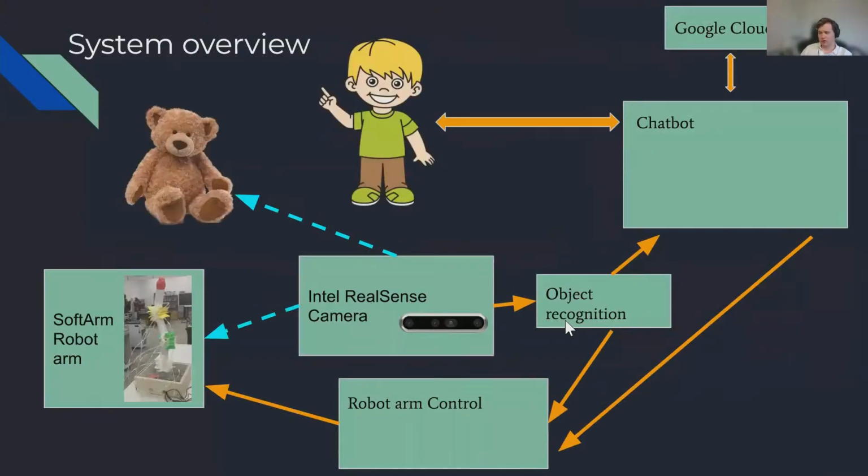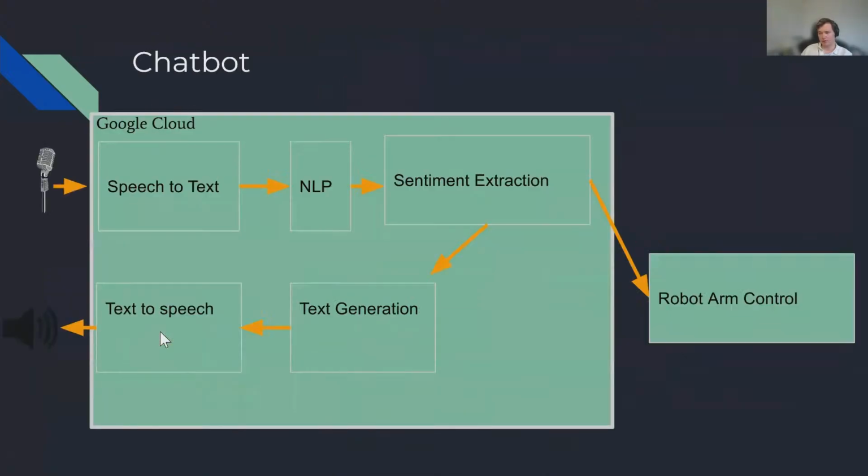So our contributions, this is a system overview. This would be a hypothetical child. This would be the chatbot interface, which directly works with Google Cloud. It is then used to send information to the robot arm control, so it knows which object to point at. The robot arm control then uses data from the object recognition, which is using an Intel RealSense camera, to determine where that object is, and then control the robot arm to point at it.